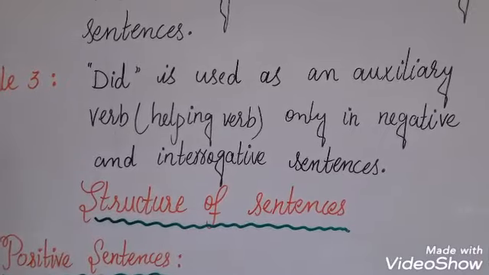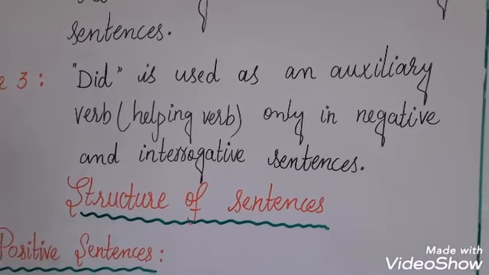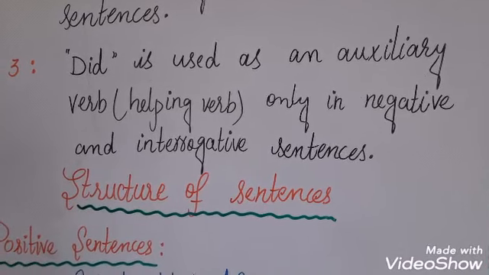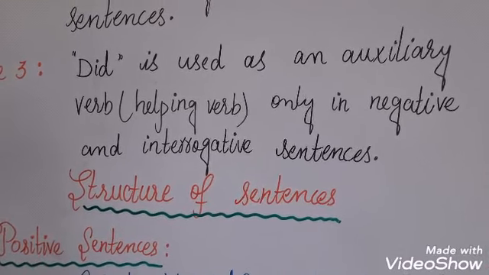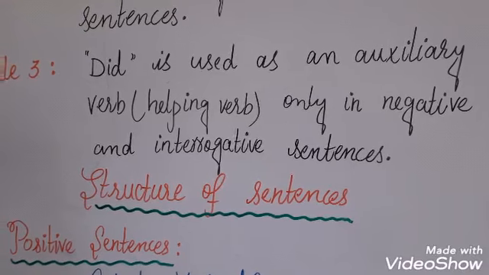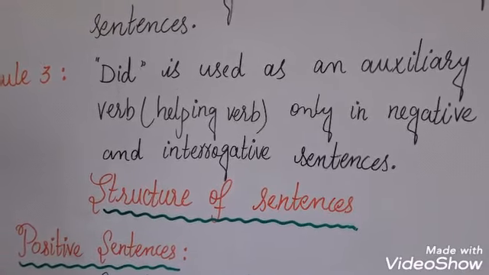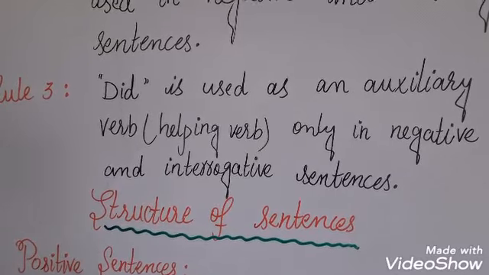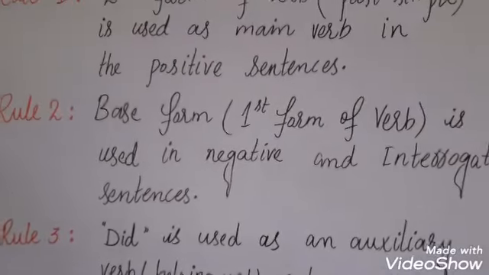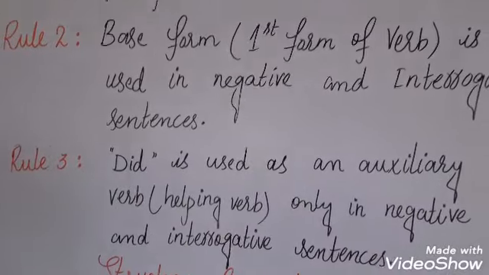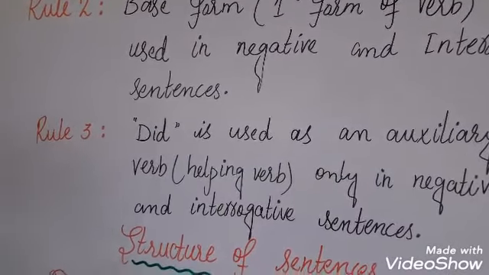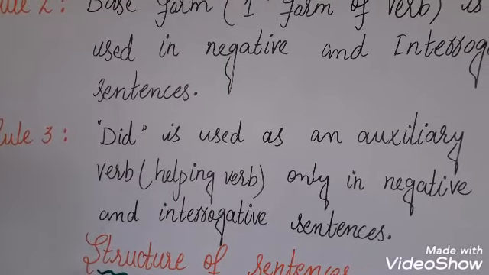Rule number 3: did is used as an auxiliary verb or helping verb only in negative and interrogative sentences. So in negative and interrogative sentences we will use the helping verb did. There will be no helping verb in positive sentences. There will be only the second form of verb in positive sentences. But in negative and interrogative sentences we will use the first form of verb along with the helping verb did.